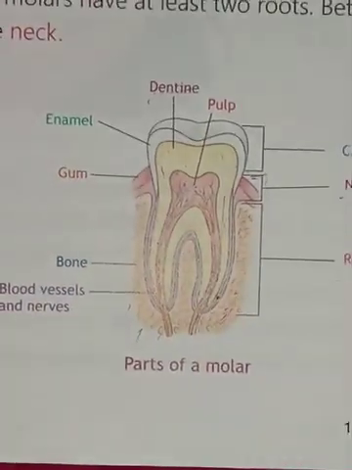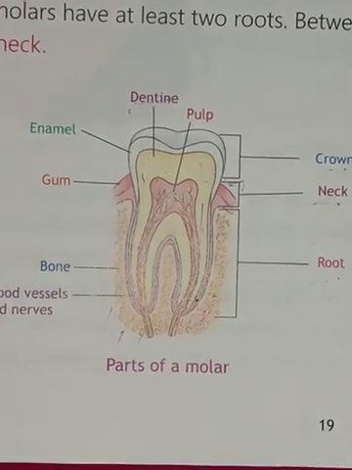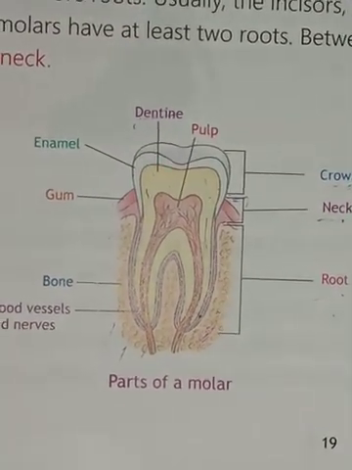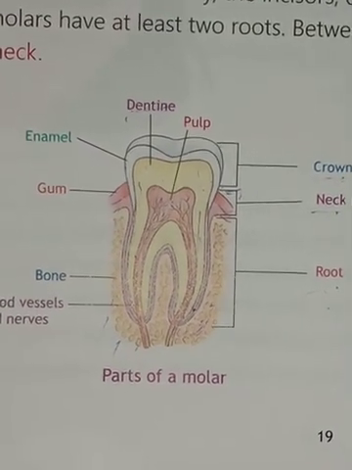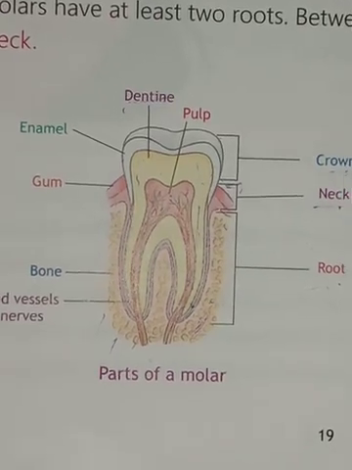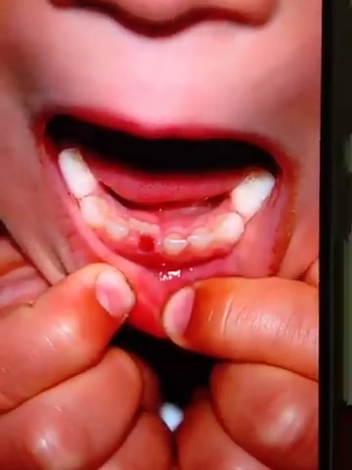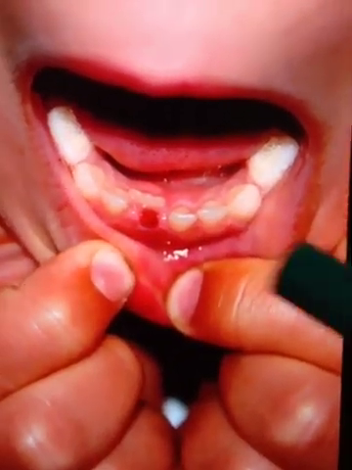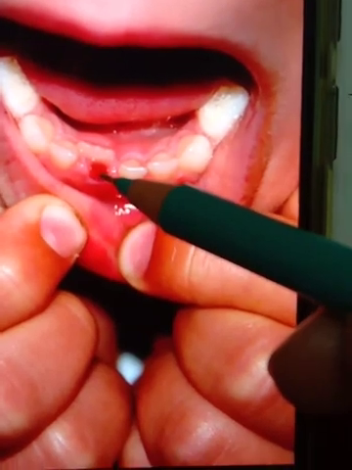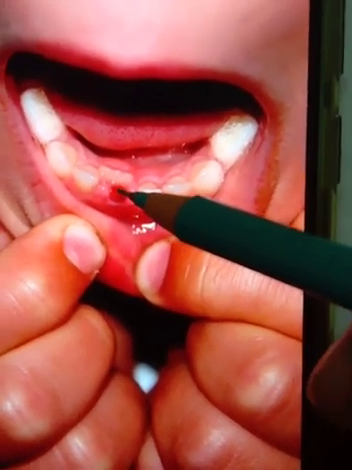That is why, my dear children, when you lost your tooth when you were in class 2 and 3, you might have seen that your gums might have been bleeding. Yes or no? It would have looked like this. See the bleeding gum. See, you can see here the blood. This child has lost the tooth and the gums are bleeding.